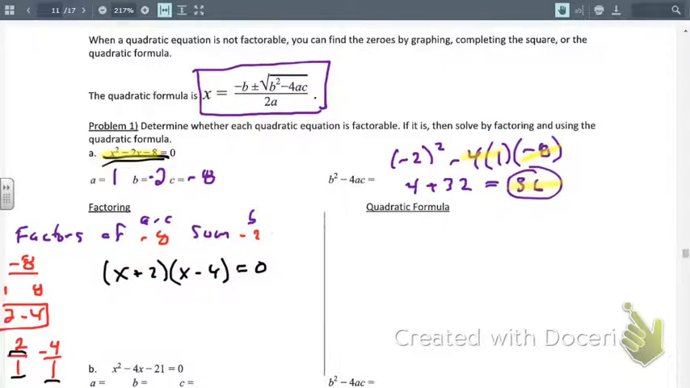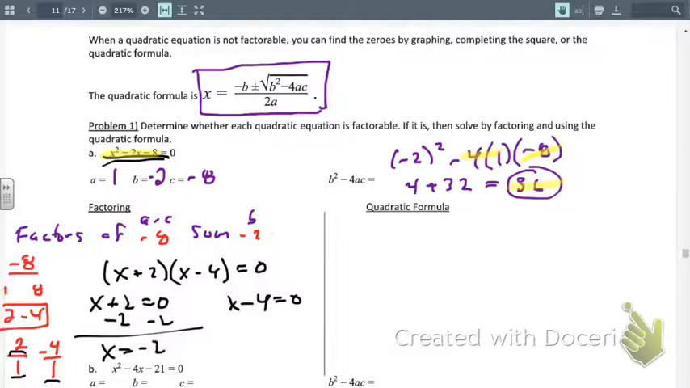Now we set both factors equal to 0 and solve. So we have x plus 2 equaling 0 and x minus 4 equaling 0. Subtract 2 from both sides, so x equals negative 2. And x equals a positive 4.